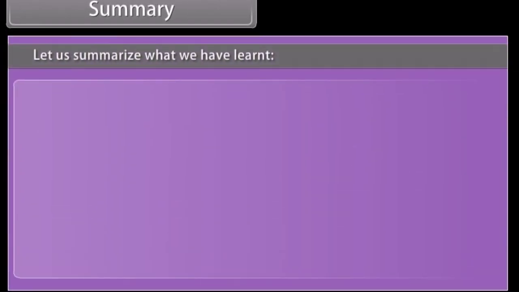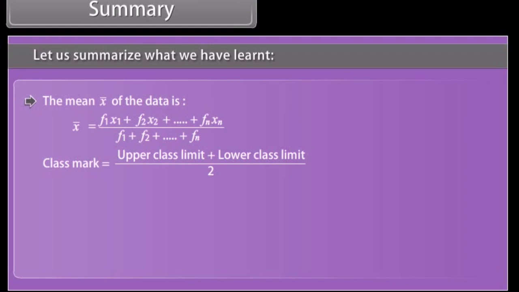Let us summarize what we have learned. The mean x bar of the data is x bar equals (f1 x1 plus f2 x2 plus and so on plus fn xn) by (f1 plus f2 plus and so on till plus fn). Class mark equals (upper class limit plus lower class limit) upon 2.